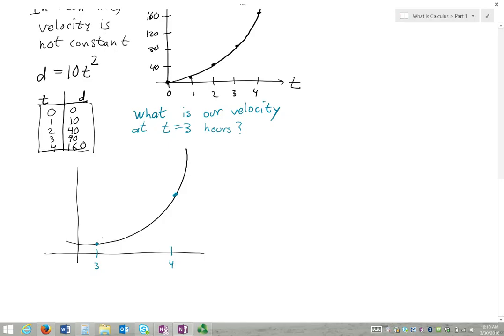If I want the velocity at 3 hours, another way of noting this is we want the slope of a line tangent. Tangent, it's a fancy word. It just means that the line touches the curve in exactly one spot. It touches at 3.